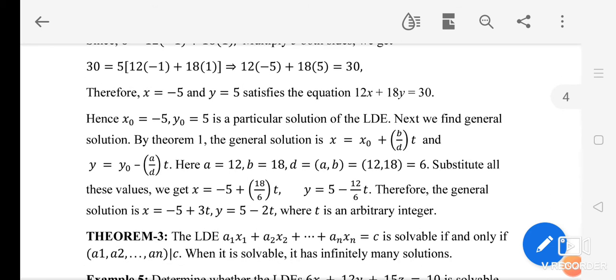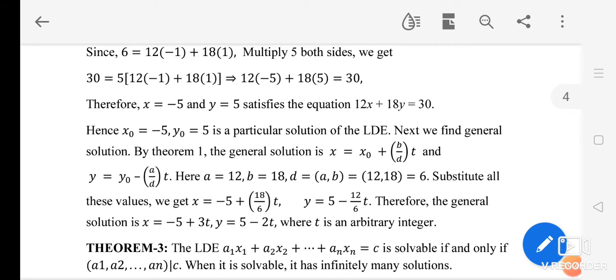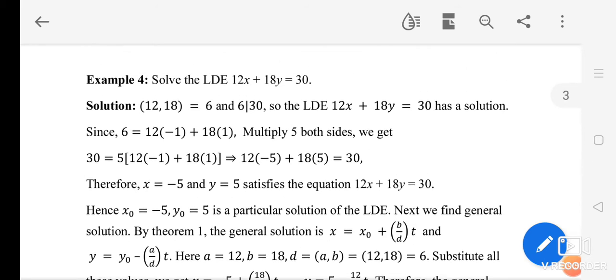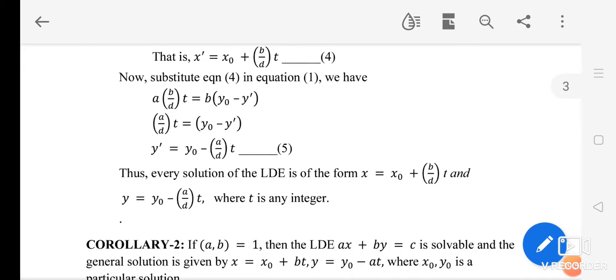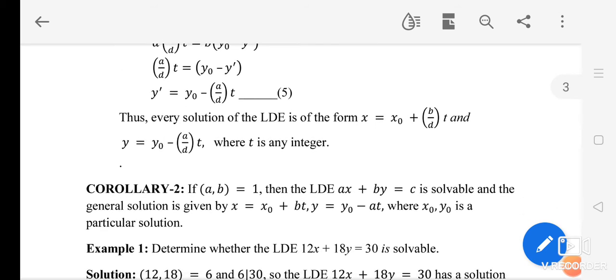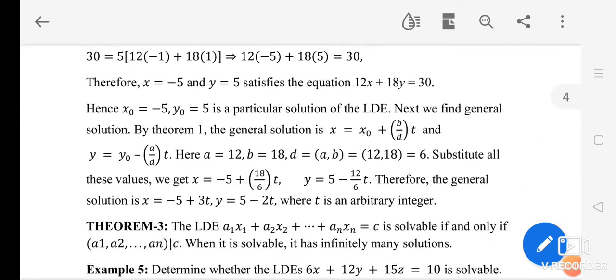Next, we find the general solution. General solution means we find all solutions of the LDE. If an LDE is solvable, then it has an infinite number of solutions. So, we find the infinite number of solutions, the general solution. In the last theorem we have a formula to find them. The formula is x equal to x naught plus b by d into t and y equal to y naught minus a by d into t, where t is an integer.